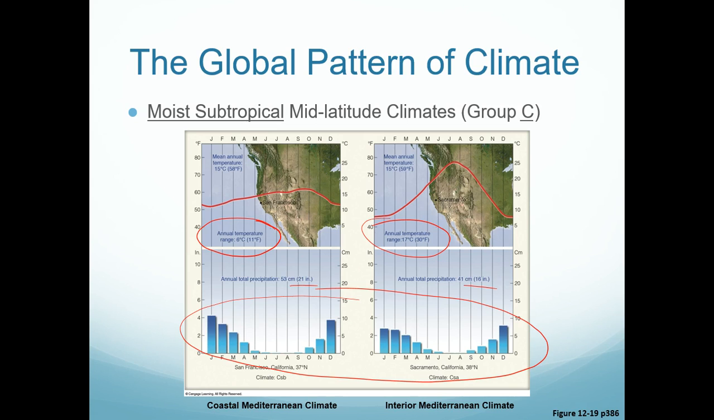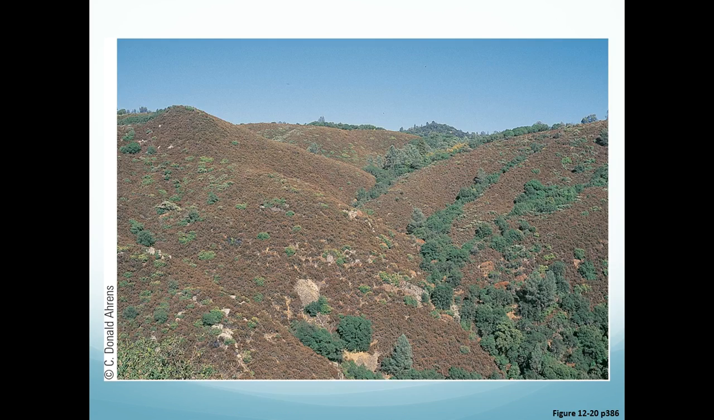And so this would be the difference between, say, coastal Mediterranean climate and an interior Mediterranean climate. If you've ever been to California, this is a very common sight. This is what you would see in any of these Mediterranean climates.